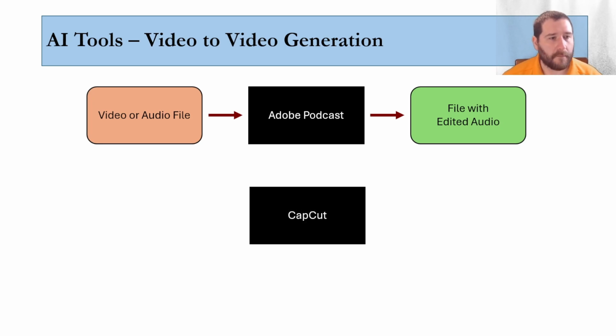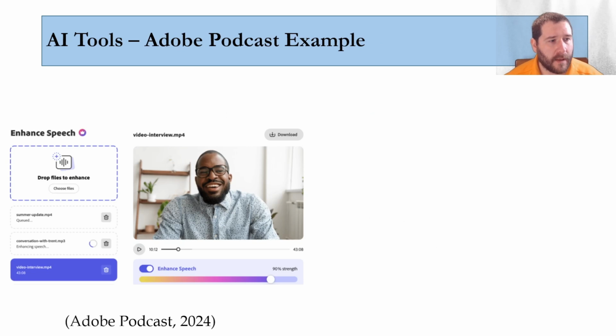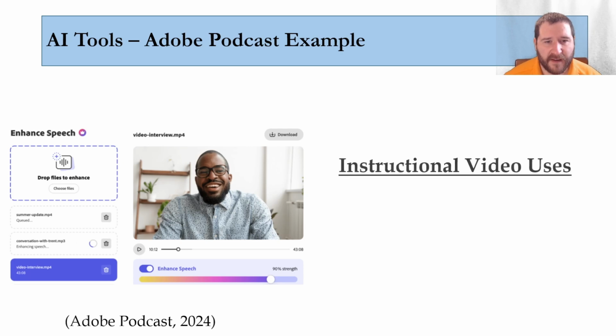Lots of good stuff. A program like CapCut, you can plug in a video file and it will actually try to edit the video for you, right? So we can use kind of video editing AI tools as well. So let's check some of these out. Okay, with Adobe Podcast, we can drag in our MP4 or MP3, tell it to enhance the speech, tell it to tweak different things, right?